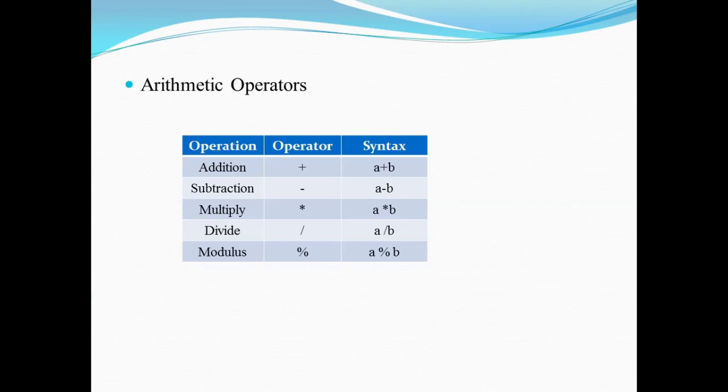The first group of operators is the arithmetic operators. So these operators contain addition, subtraction, multiplication and division. Now we already know about all these four operators, but there is one more operator which is called a modulus operator. This modulus operator finds the remainder of an integer division and it can be applied only on integer numbers. We cannot use it for double or float operands.